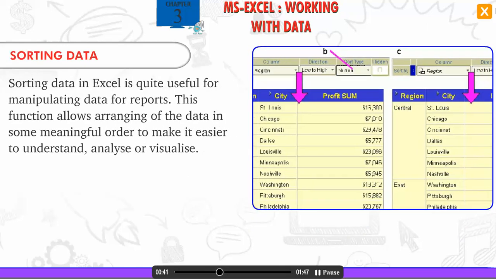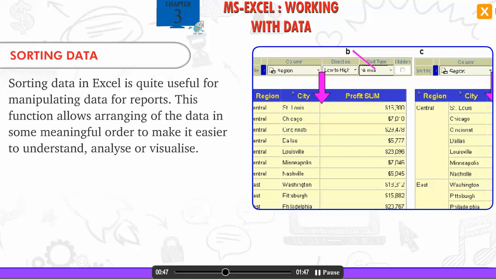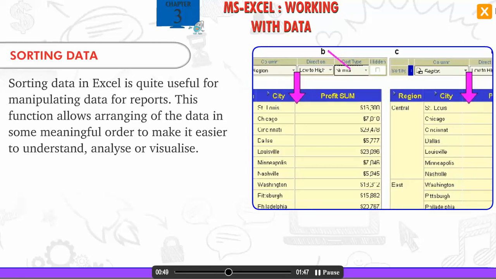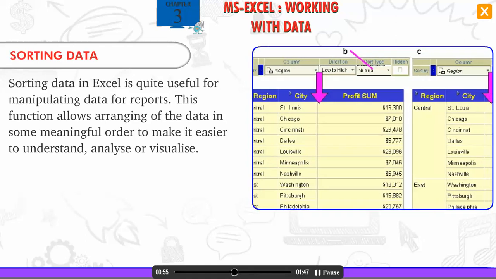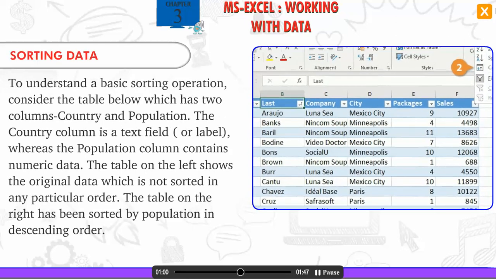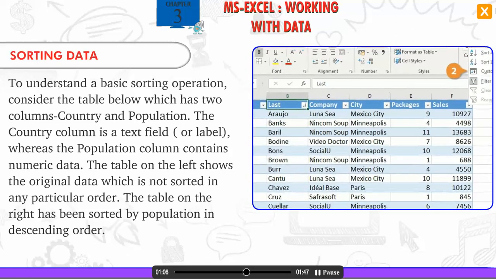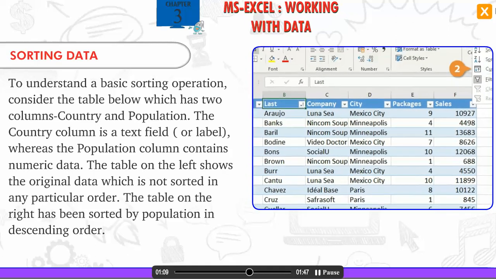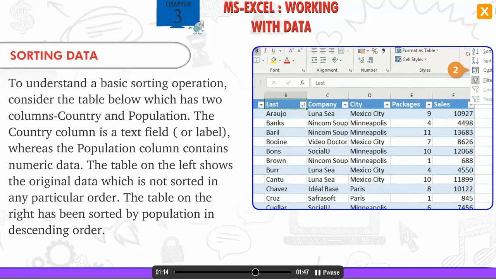Sorting data. Sorting data in Excel is quite useful for manipulating data for reports. This function allows arranging of the data in some meaningful order to make it easier to understand, analyze, or visualize. To understand a basic sorting operation, consider the table below, which has two columns, country and population. The country column is a text field or label, whereas the population column contains numeric data.